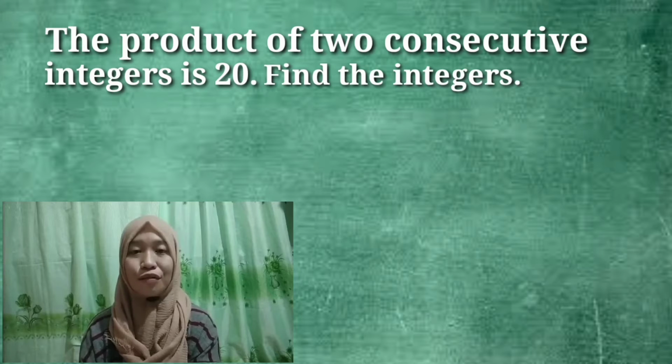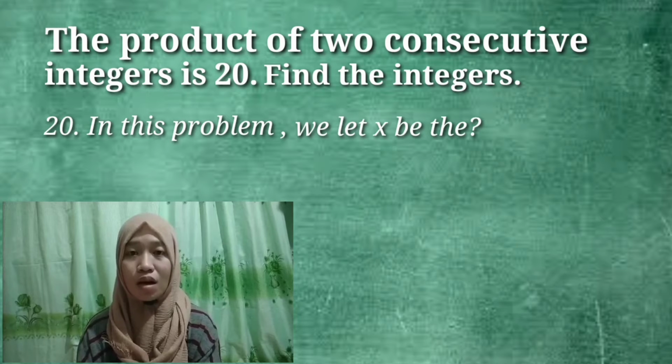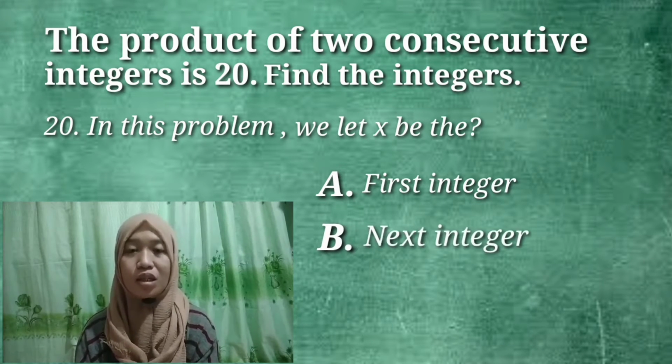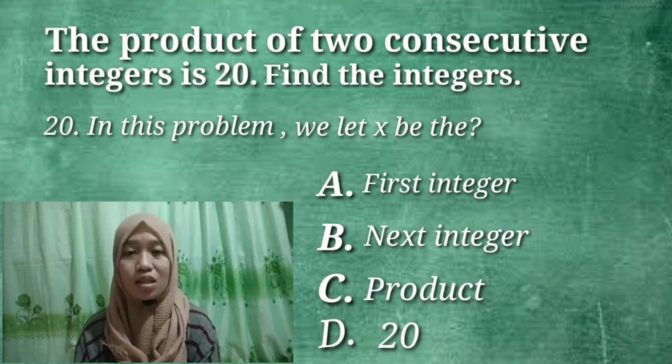is 20. Find the integers. Number 20. In this problem, we let x be the first integer, x plus 1 the next integer, the product, and 20. The answer is the first integer.